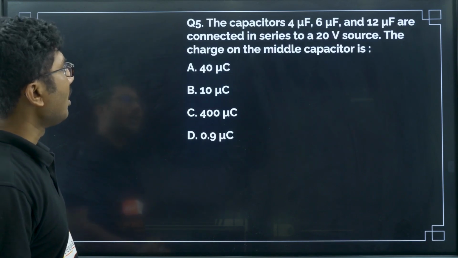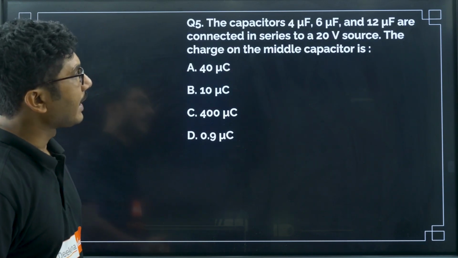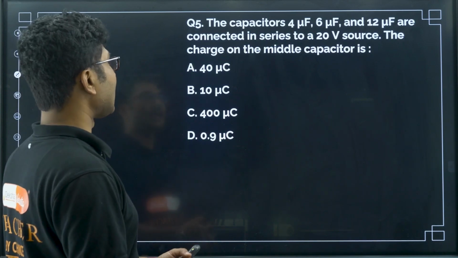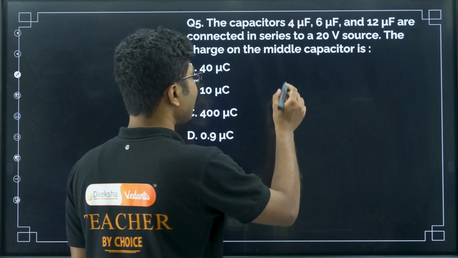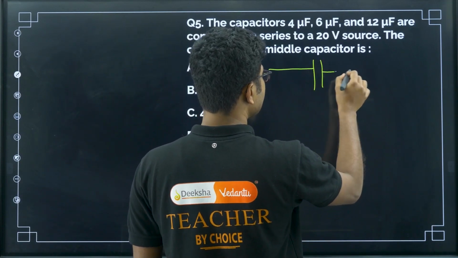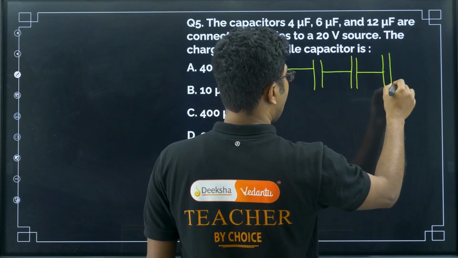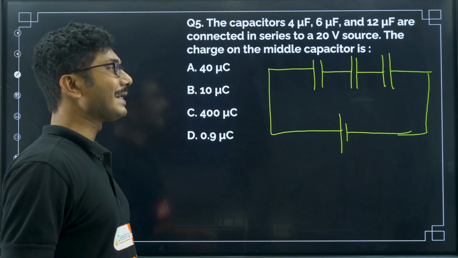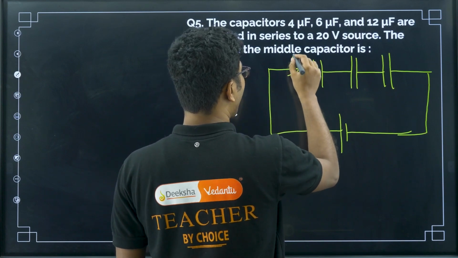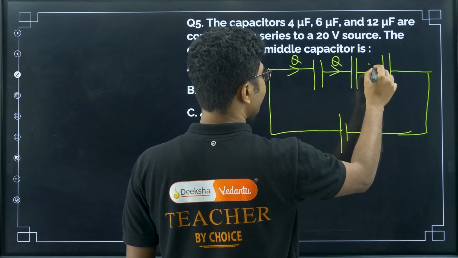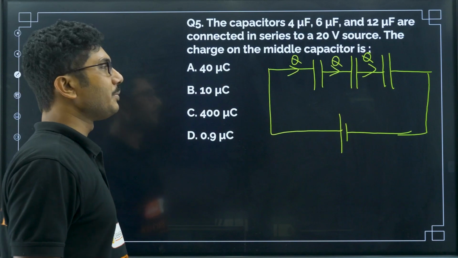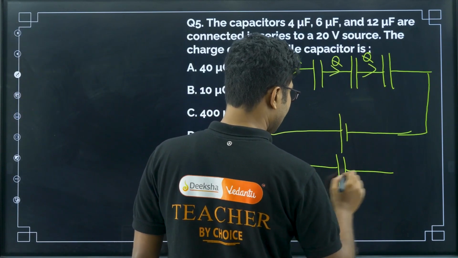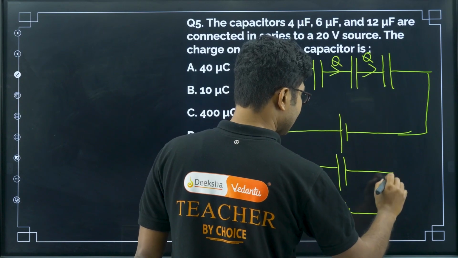The capacitors 4 microfarad, 6 microfarad and 12 microfarad are connected in series to a 12 volt source. Find the charge in the middle capacitor. Now they have given you 3 capacitors, and they are all connected in series to a battery. When they are connected in series, you should remember that all the capacitors will have the same amount of charge, including the equivalent capacitor.